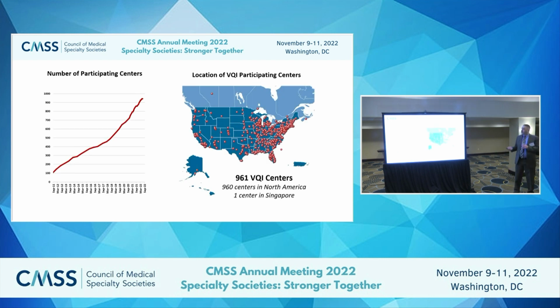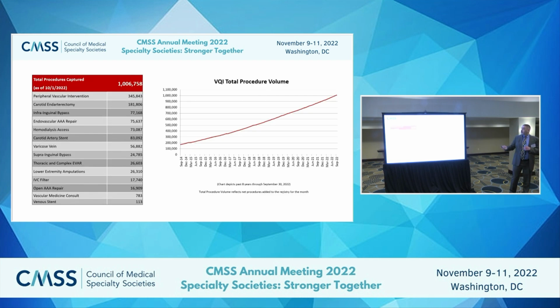So here a quick look at our growth. So I did mention we started out in 2011 with the society taking over the registry. At that point, we had about 100 hospitals in the registry. And you can see now here in 2022, we're really nearing 1,000 centers.